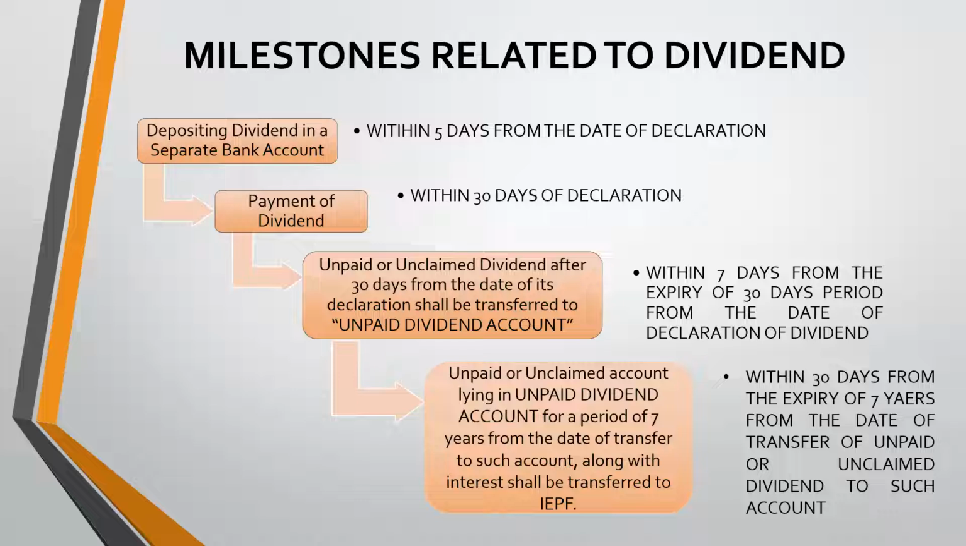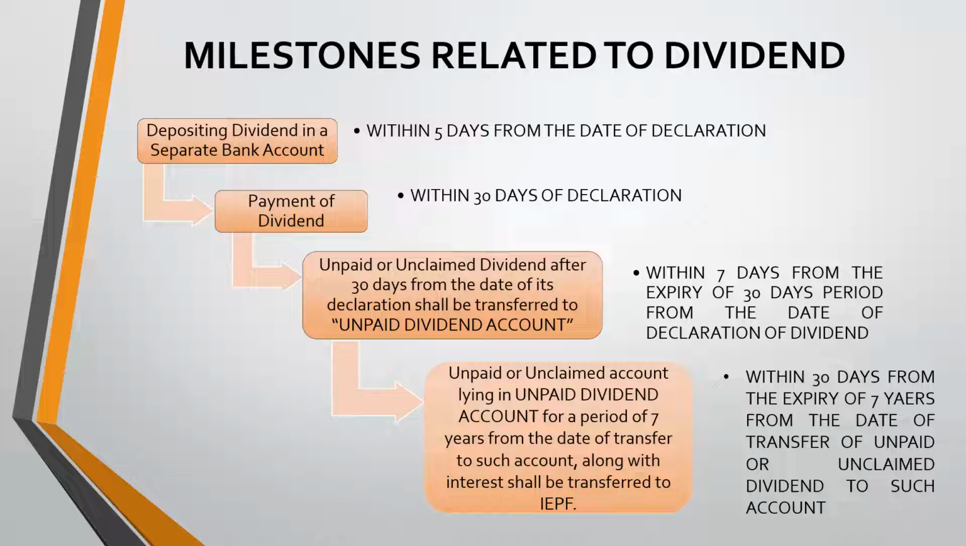Suppose the company is unable to pay the dividends because there is some unpaid or unclaimed dividend, those dividends which are not claimed by the concerned members. If there are such unpaid or unclaimed dividends after 30 days from the date of declaration, then such unclaimed dividend must be transferred to a scheduled bank, in a special bank account named the unpaid dividend account, within 7 days from the expiry of the 30 days period from the date of declaration of dividend.